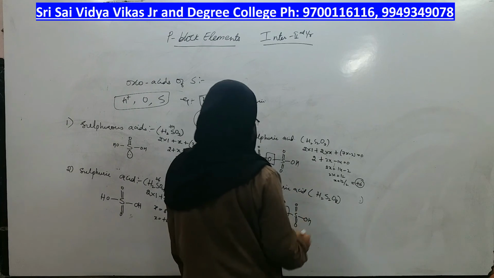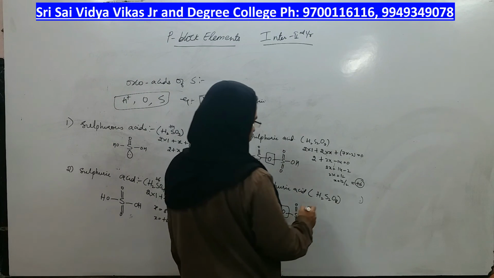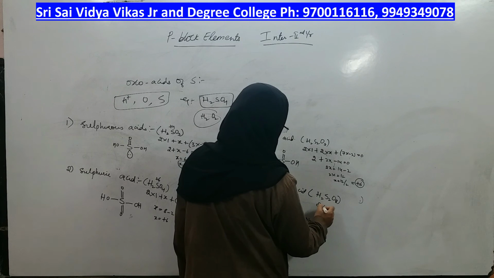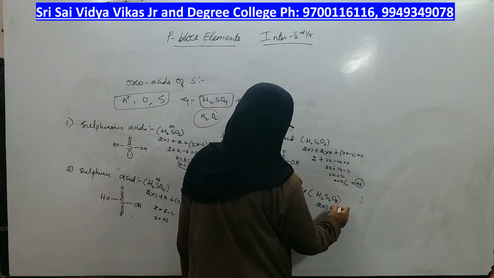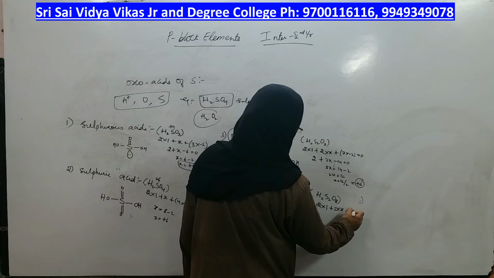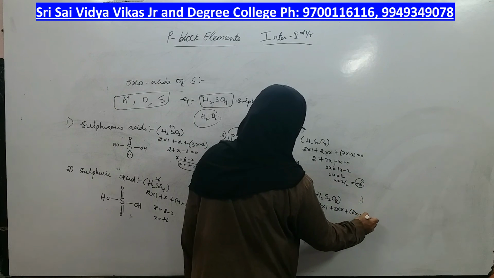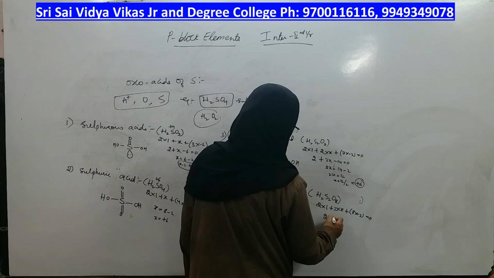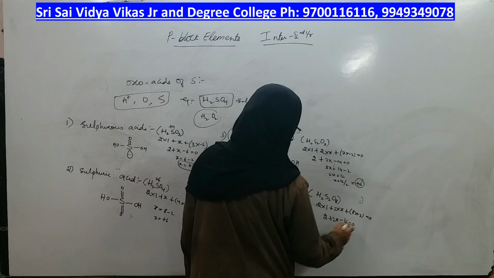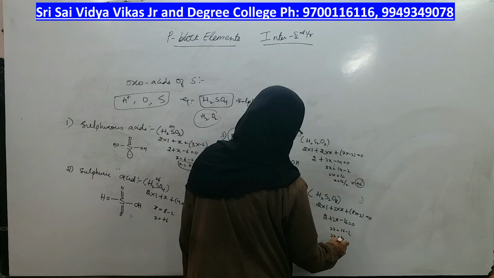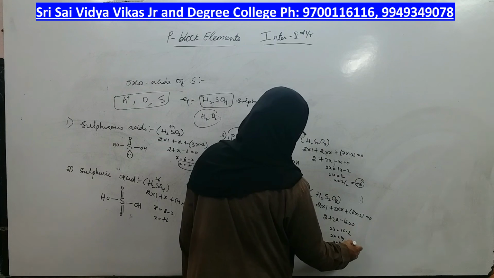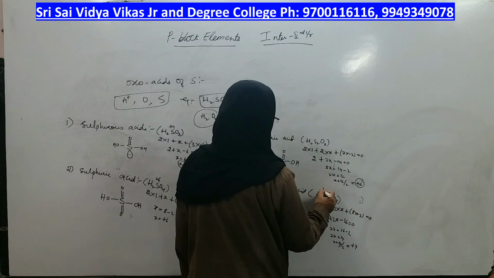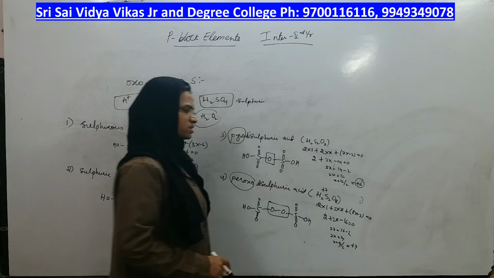Right? Same way, in peroxodisulfuric acid, what do we get? Let us see. 2 into 1 plus 2 into X plus 8 into -2 is equal to 0. 2 plus 2X minus 16 is equal to 0. 2X is equal to 16 minus 2. 2X is equal to 14. X is equal to 14 by 2. What is the value? +7. So on each sulfur, the oxidation state is +7.